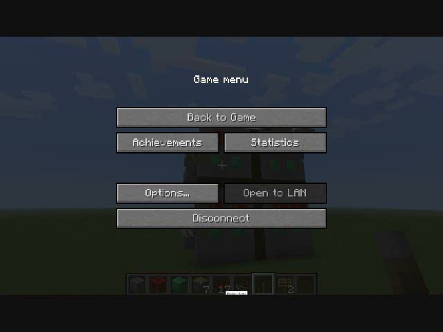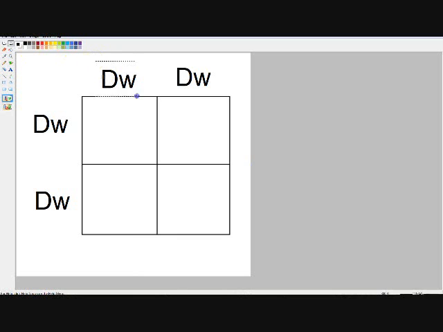And if we go to our paint square, we can see that the results would be the same. We have dominant all the way across the board.